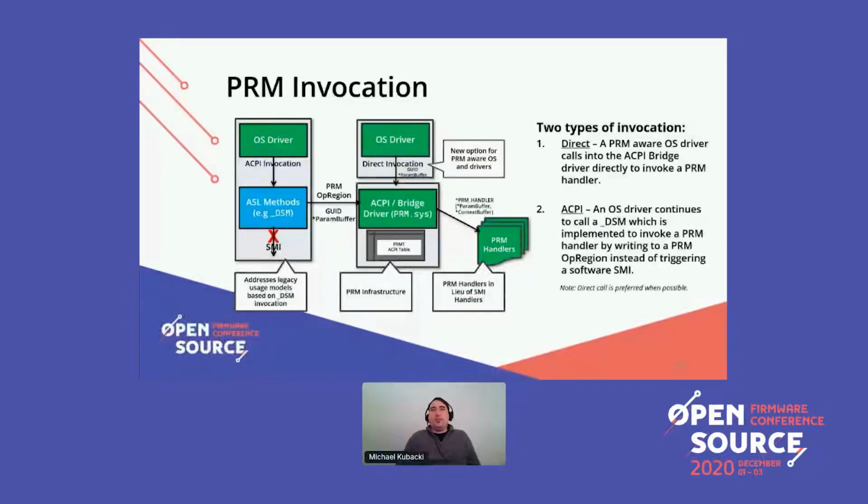It gives that to the bridge driver, and then the bridge driver uses the information provided to it through the ACPI table, and it invokes the PRM handler. As it shows below, those would be invoked in lieu of the SMI handlers.